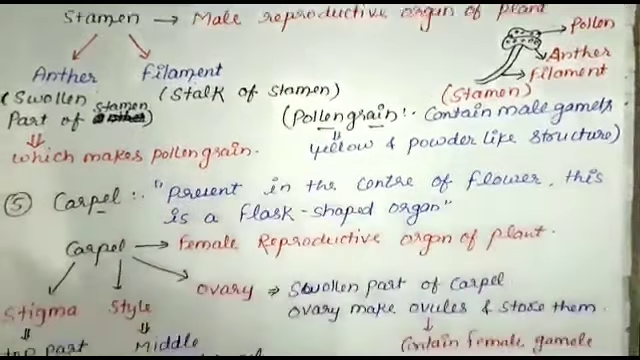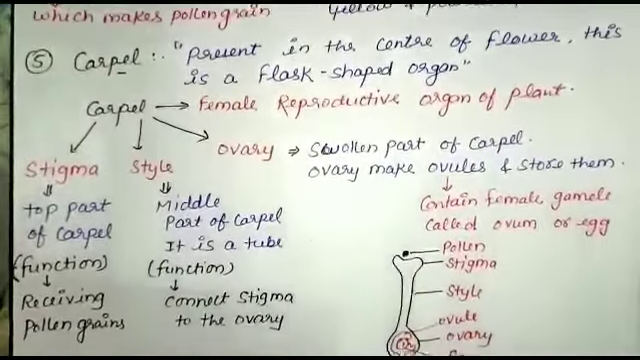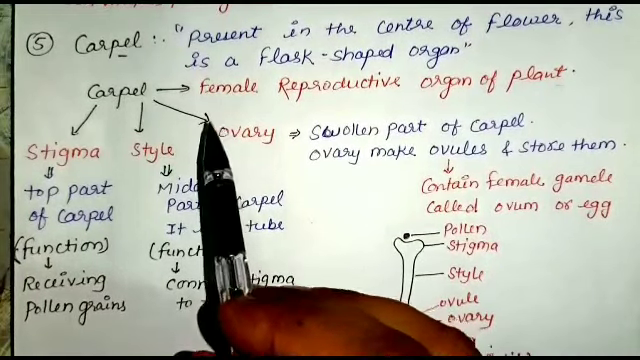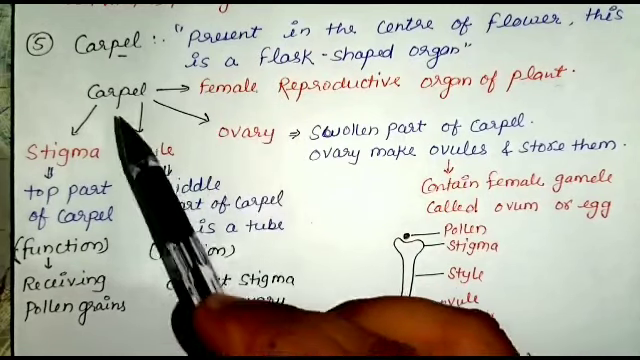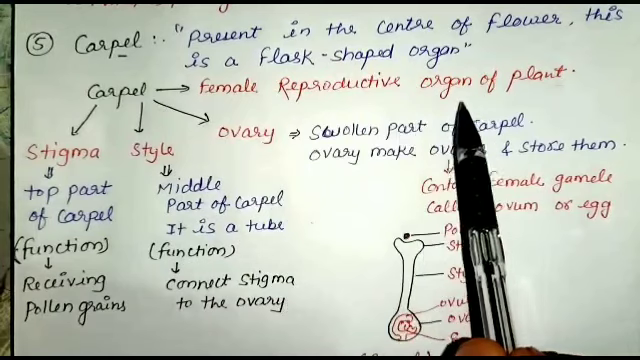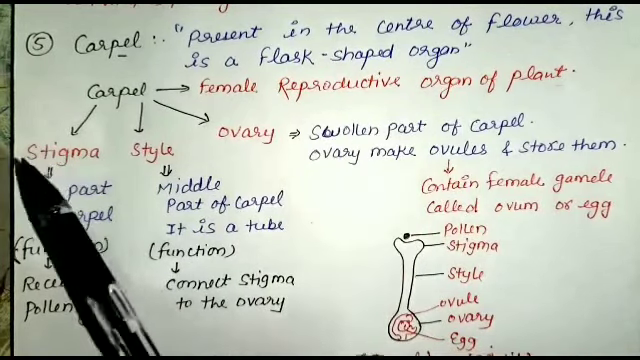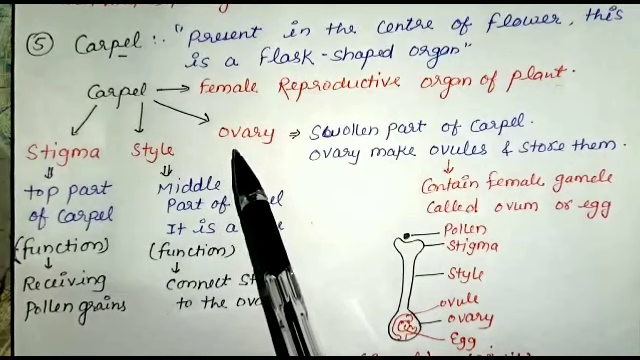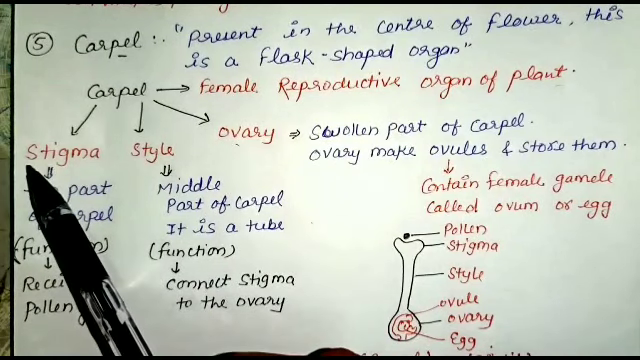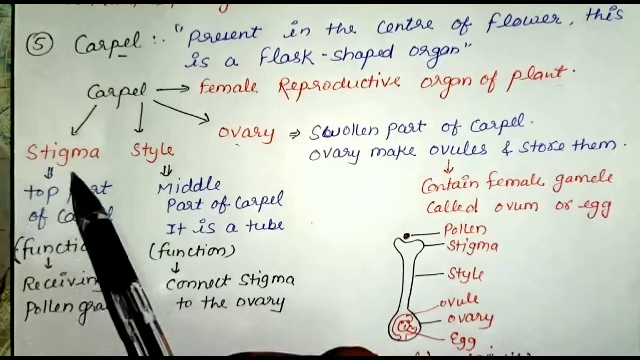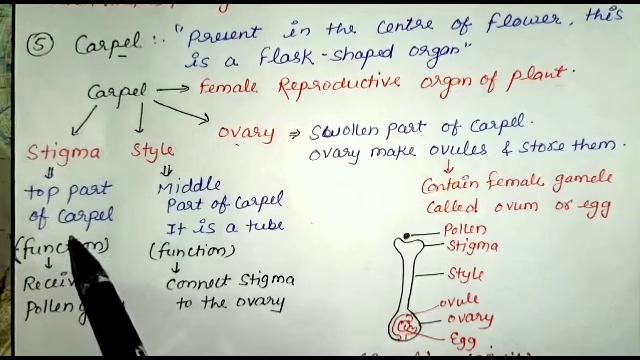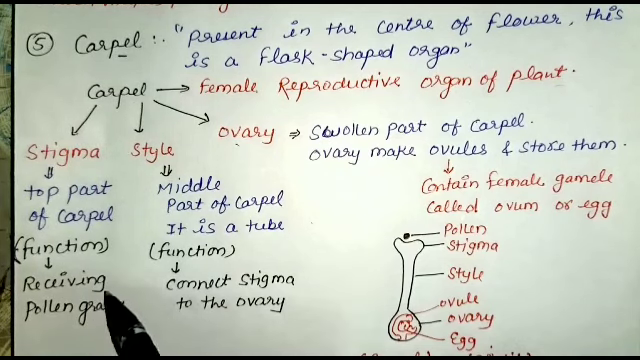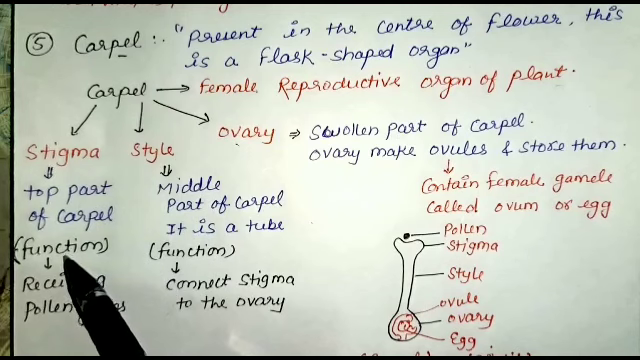The fifth part of the flower is the carpel. In the center of a flower, there is a flask-shaped organ called the carpel. Carpel is the female reproductive organ of the plant. A carpel is made up of three parts: style, stigma, and ovary. The top part of the carpel is called the stigma. Stigma is for receiving the pollen grains from the anther of the stamen during the pollination process. Stigma is sticky so that pollen can stick to it.